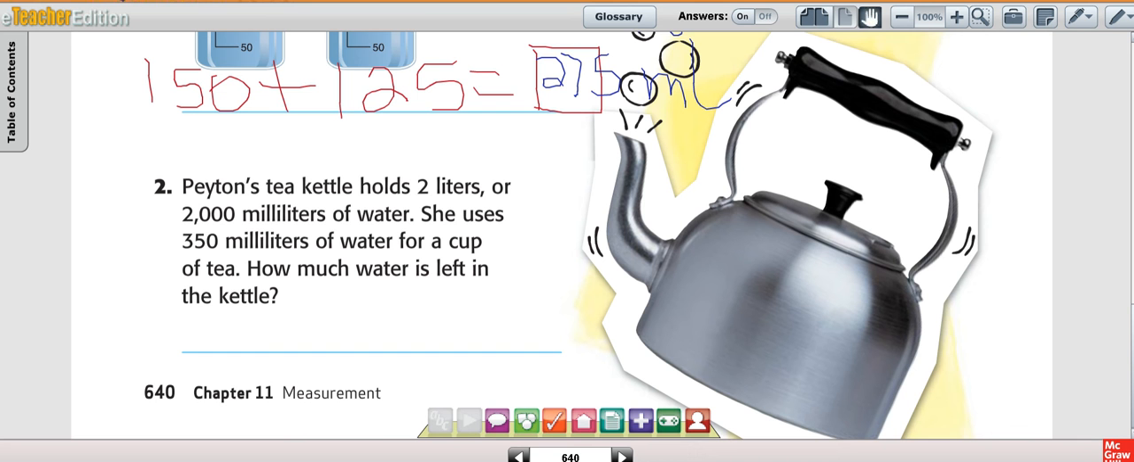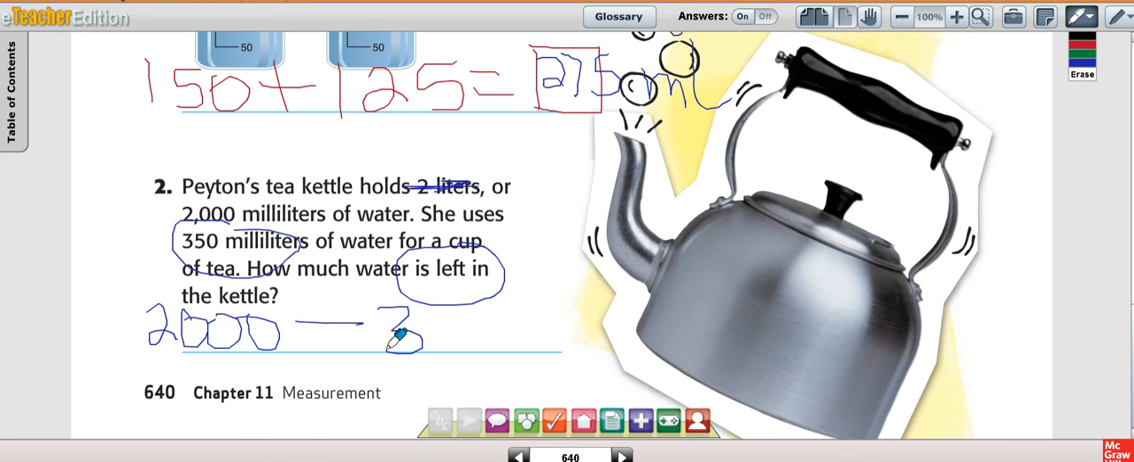And number 2 says Peyton's tea kettle holds 2 liters or 2,000 milliliters. Let's go with 2,000 milliliters because she uses only 350 milliliters of water for a cup of tea. How much water is left in the kettle? Now, what operation am I going to use here? Here's the key word. How much is left? So, for number 2, what operation are we going to use? Subtraction. So I need to subtract 2,000 minus 350.